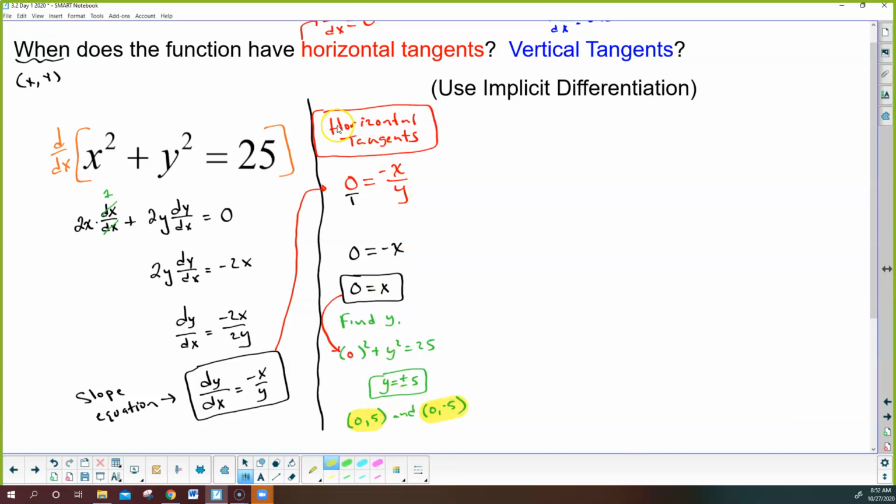So this answers the question of when do I have horizontal tangents. Now you should just double check. Does that make sense? If I plug 0 and 5 in here, does 0 squared plus 5 squared equal 25? Yep, this one works. Does (0, negative 5) work? Well, 0 squared plus negative 5 squared is still 25. So I did check both of those mentally, and you kind of always want to be aware of that.